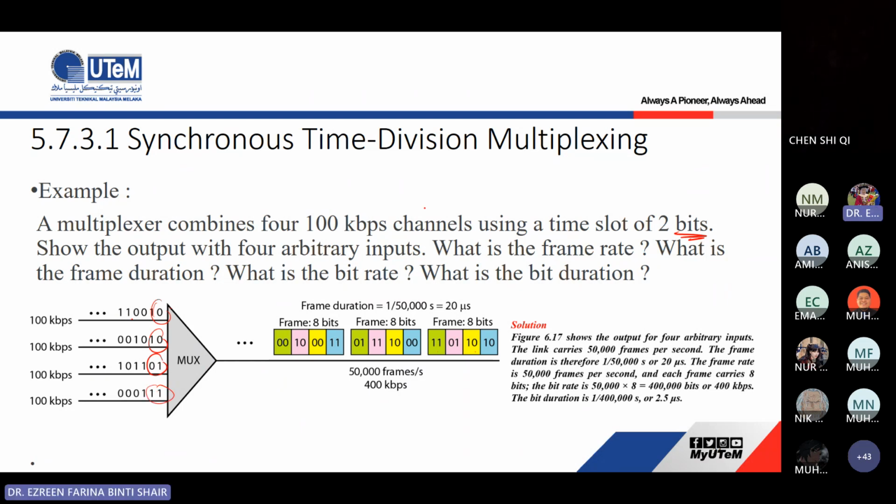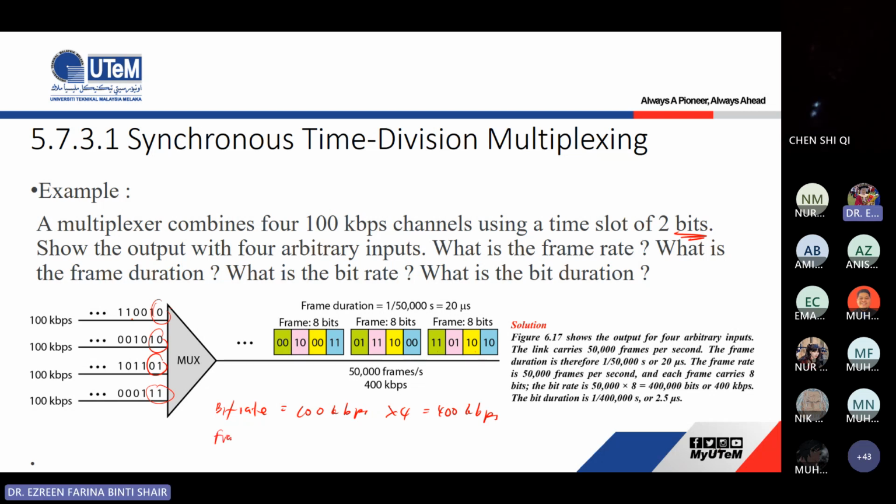So the question asks you to calculate the frame rate, the frame duration, the bit rate, and the bit duration. For the bit rate, you have 100 kilobits per second per channel, so it is 100 kilobits per second multiplied by 4. So your bit rate is 400 kilobits per second.